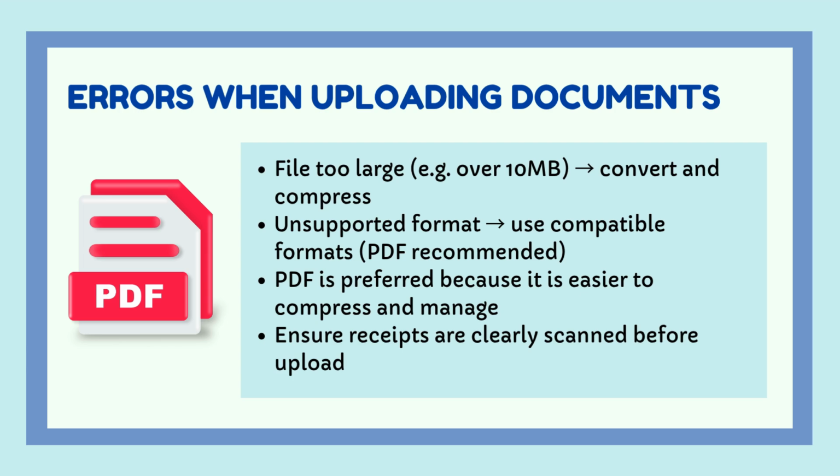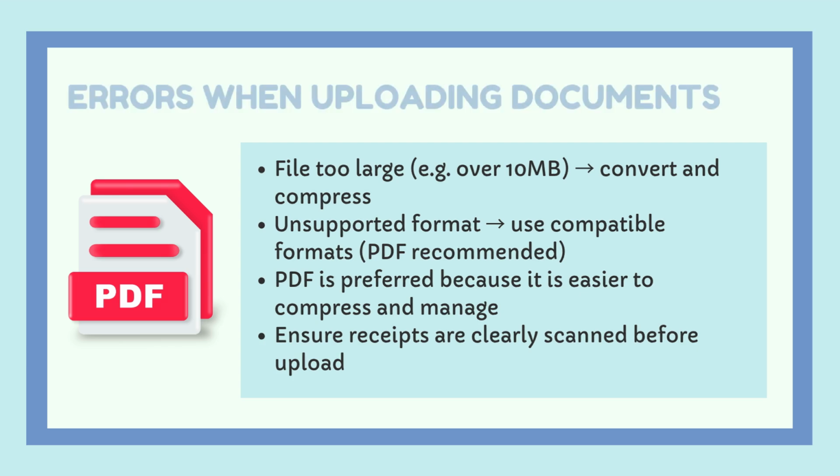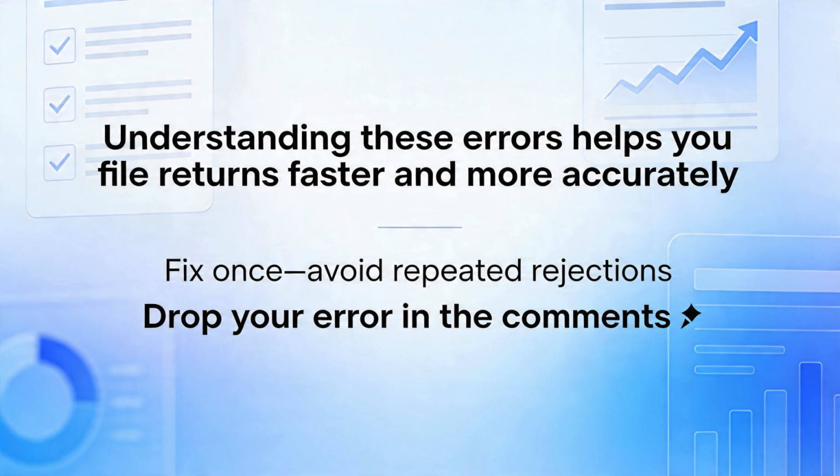You may also get unsupported format errors, because the system wants specific formats. So use a compatible format like PDF. PDF is always compatible in every system, and it is easier to compress and manage. Just make sure your receipts are clearly scanned before uploading. In most cases, these errors are just system validation checks, not necessarily mistakes in your data. Once you understand what each error means, filing becomes much smoother and faster.